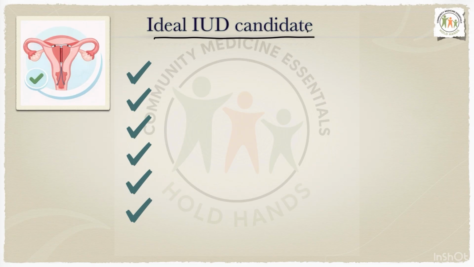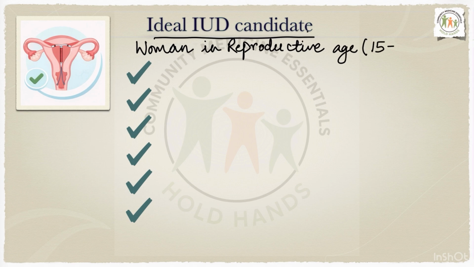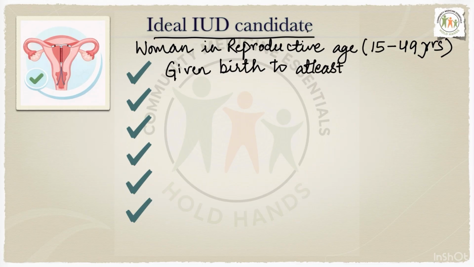Now we will discuss who is an ideal IUD candidate. An ideal IUD candidate is a woman in reproductive age group, that is 15 to 49 years. She should have given birth to at least one child.